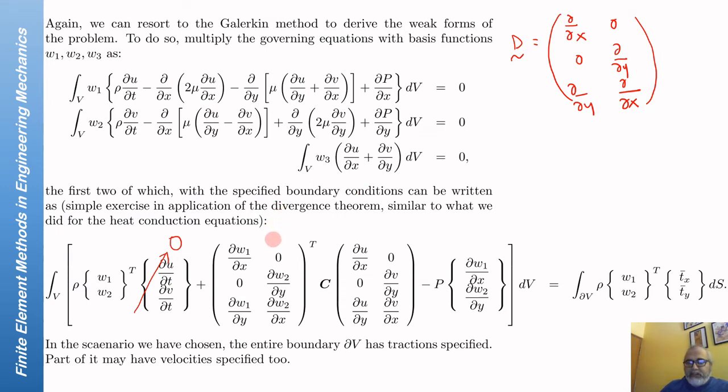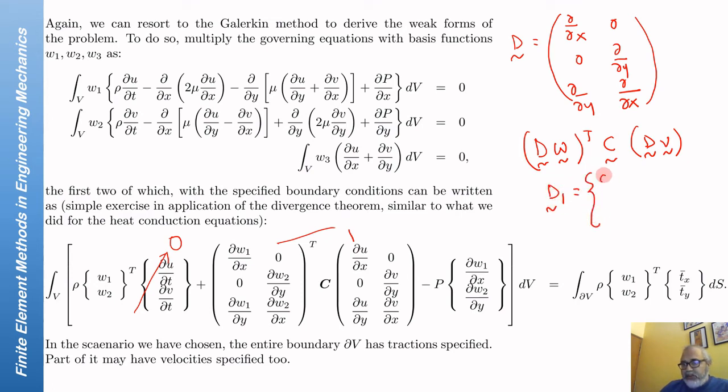And this term can be written as d of w transpose c d of v. So this is what we will write it as. We will define another operator, let's say d1, which is del del x, del del y, and this term we can write as d1 transpose w.